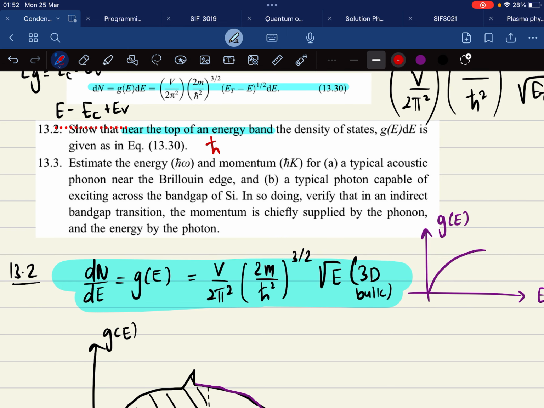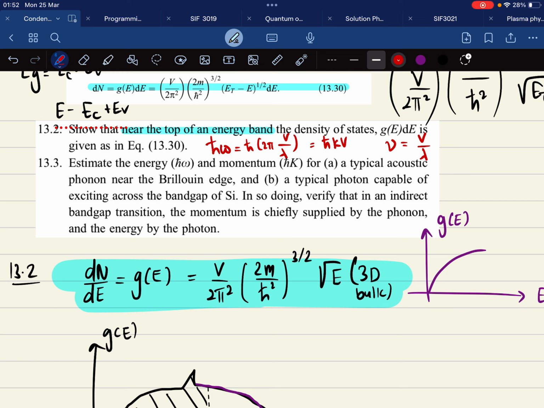So h bar omega is basically h bar 2 pi f. You can use nu or f, and nu is frequency. So frequency is basically, let me check the dimension. This is v, the velocity of the wave, lambda. So 2 pi over lambda is the k vector.